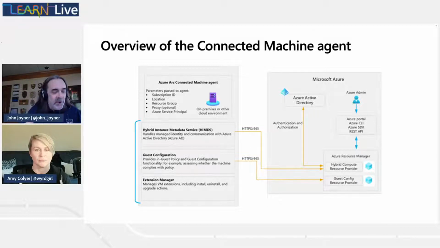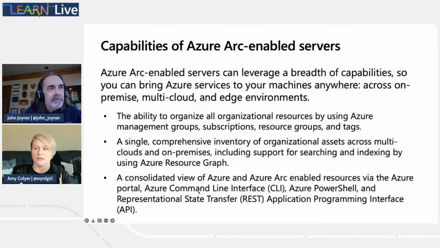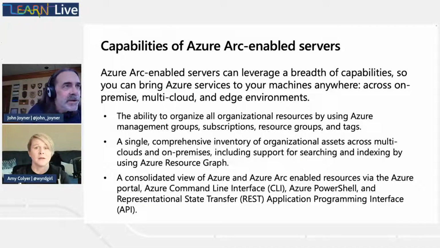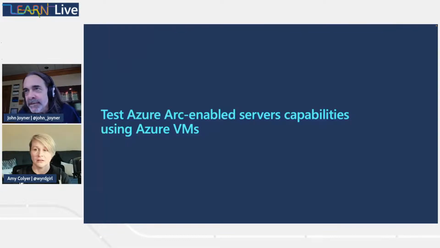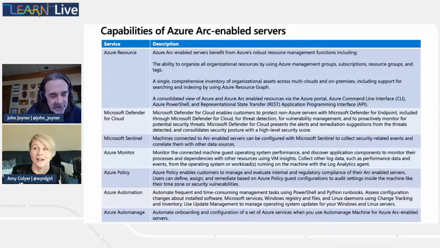That's why, don't we go into the next section? Let's go into the capabilities area. Okay. So the capabilities, which we've mentioned a lot, but the document has a table. It starts with Azure Resource and then Defender for Cloud. Is that in the slides? There we go.